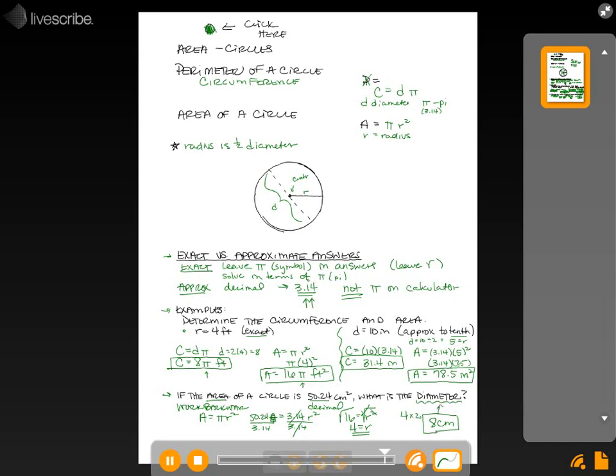Okay? So that's another typical example you'll see where you have to work backward and either find the radius or the diameter of the circle, given the circumference or the area. You could have had either one and still work backward. Just make sure you know the formulas.